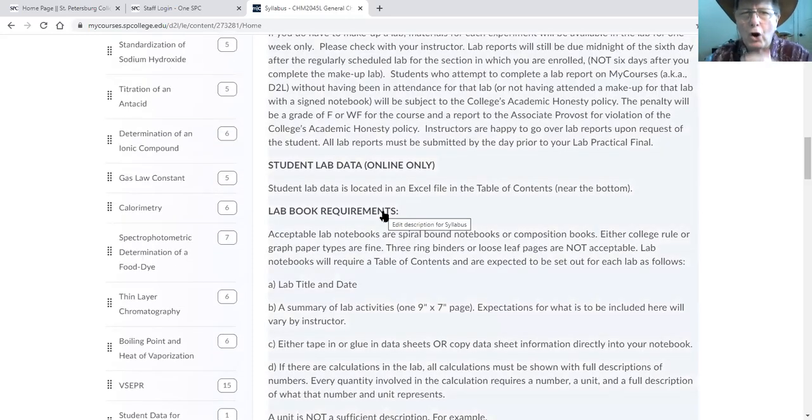Now, you are required to keep a notebook. In other words, I need you to have a spiral bound notebook or a regularly bound laboratory notebook, a composition book. I need something like that. It has to all be together in one thing. Loose leaf paper does not work as a notebook. You have to go out and buy a spiral notebook. I believe if you go to Office Depot, you can pick one up for 50 cents or so. So it's not an overburden for you.